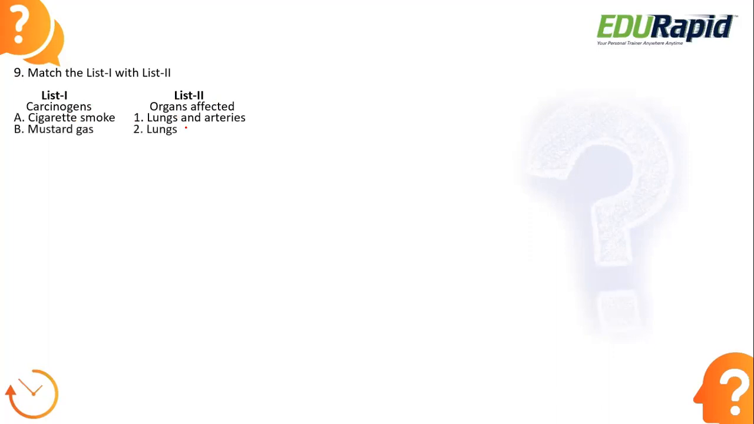Okay, moving to the next question. Match list 1 with list 2. Under list 1, we have different carcinogens, that is the cancerous agents, and the organs affected because of these carcinogens. Cigarette smoke. Under list 2, we have lungs and arteries, mustard gas, lungs, asbestos, lungs and pleural membrane, vinyl chloride, liver.